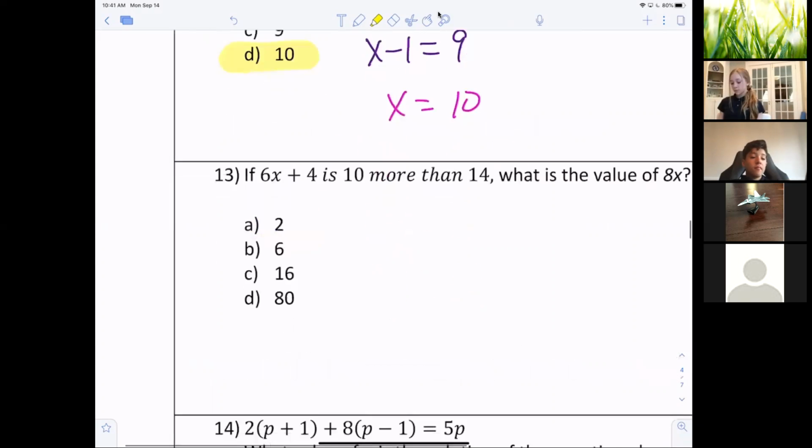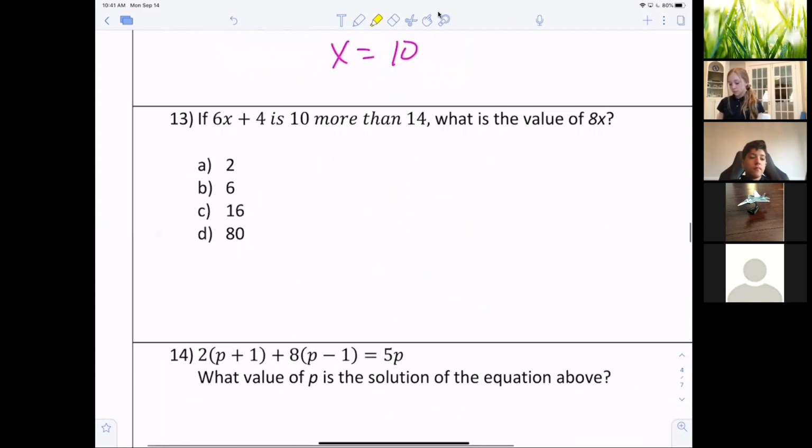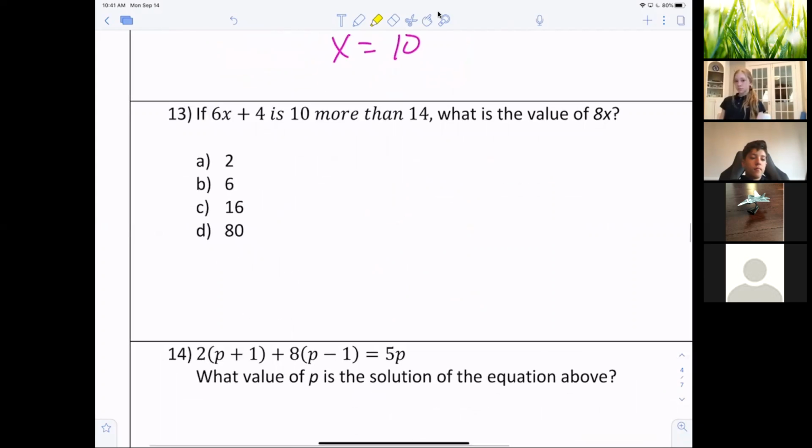All right, here we go. Let's take a look at 13. Yeah, I was confused about 13. What, Oscar? What was the answer for 13? I didn't really get an answer, but I got an equation. Okay, what's the equation? 8x plus 4 equals 10 plus 14. How did you get 8x plus 4? Because it says if 6x plus 4 is 10 more than 14, then what is the value of 8x? And I thought you had to replace 6x with 8x. No.